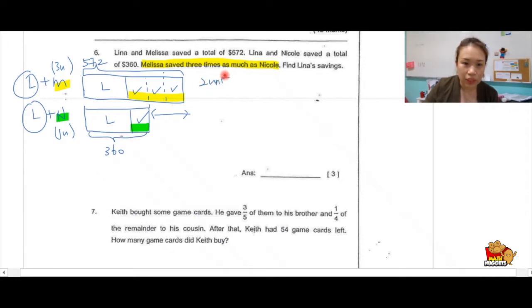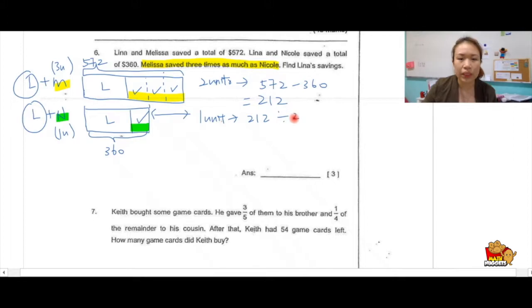Okay, so to find 2 units, you take 572 minus 360. You get 212. Then you can find 1 unit, which is 212 divided by 2. That's 106. So find Lena's savings. We want to find Lena. Lena is over here, which means I can take 360 minus 1 unit. I get 254. That is the answer for Lena's savings.